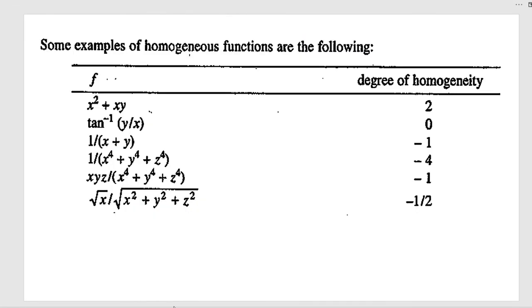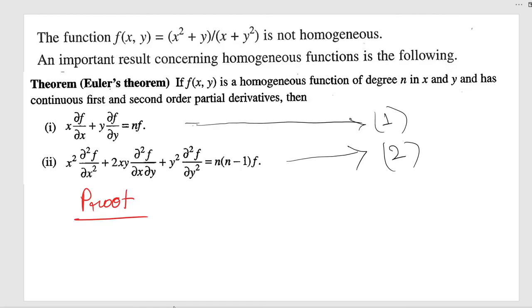Now there are four more examples. This is a function of degree of homogeneity 0, so in other words, it is not a homogeneous function. Related to homogeneous functions, there is one important theorem, known as Euler's theorem for homogeneous functions, and this is connected to the partial derivatives.